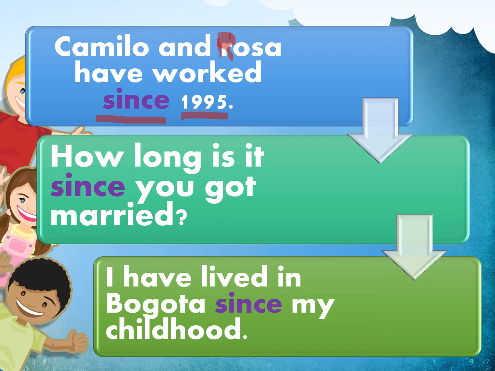Next, we have: how long is it since you got married? So we are talking about when they got married, when it started. And then up until now, you have to count the duration, right? And next we have: I have lived in Bogota since my childhood. So meaning, from childhood up until now, when he or she grew up, he or she is still in Bogota. So we use since. Okay? Do you understand? Alright.